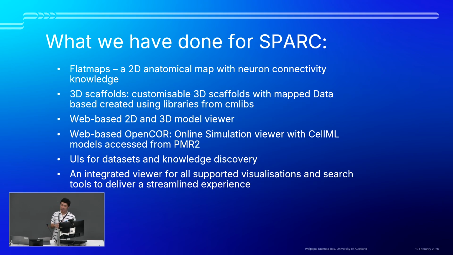And 3D scaffolds, these are all customizable 3D models of generic organs of the human body, based on the knowledge that we have built up from creating CMISS. And we also created a web-based 2D flat map and 3D model viewer, so that the user can just go into the web, find something interesting, and take a look at it right away without having to download it. And then we also have a web-based OpenCOR, so if you are interested in a certain simulation, you can just run it on the web without having to download it.